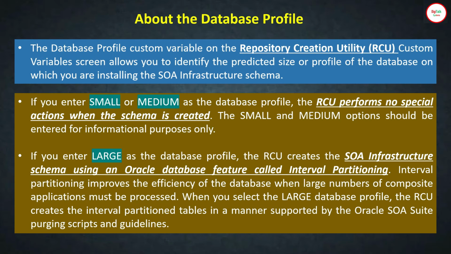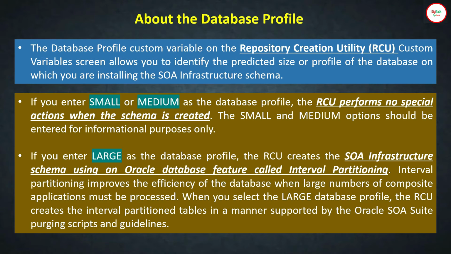And if you are creating a database profile using the large profile, that means you are going to use partitioning. That means your repository creation utility will automatically do the partitioning when it creates the different schemas for the SOA, and it stores the data in partitions. So when you use a large profile, that means you have a partitioned database in the SOA, and for that the strategy for purging would be a bit different.